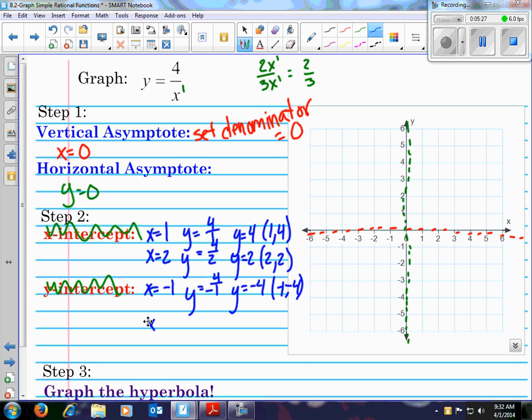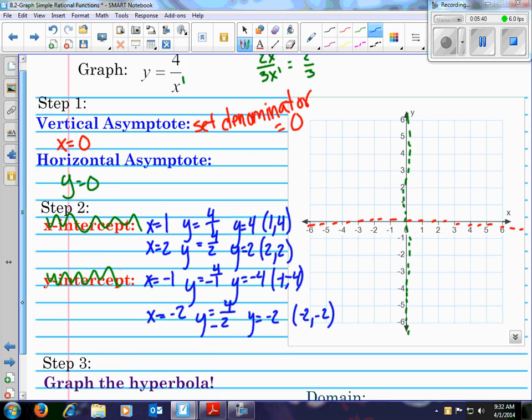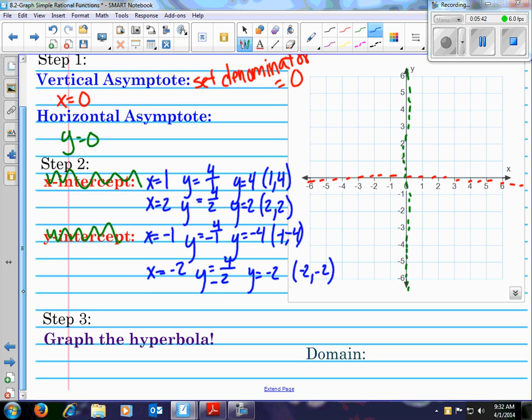And then x is equal to negative 2. So I have y equals 4 divided by negative 2, so y equals negative 2. So I have (-2, -2). Now I'm just going to step 3, graph my hyperbola.